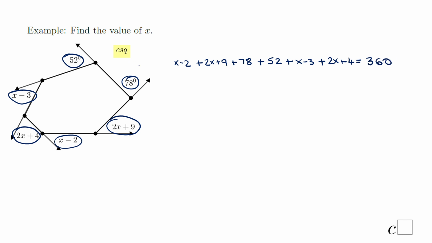So we have an equation here. How do we solve this equation? Again, we combine like terms: x, 2x, that is 3x, 4x, and another 2x. That means we have a total of 6x's. Now we have here negative 2 plus 9 plus 78 plus 52 minus 3 plus 4. I'm going to use a calculator for this, but obviously it can be done without a calculator. Okay.